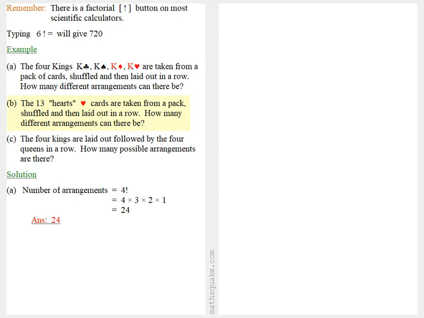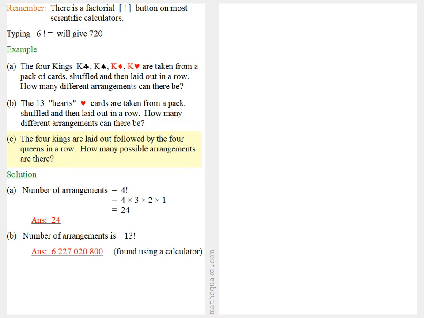In part B, the 13 hearts cards, that's the cards with a heart on them, are taken from a pack, shuffled and then laid out in a row. How many different arrangements can there be? Well, the number of arrangements is 13 factorial. And rather than multiplying all that out, it's better to use the calculator button. So 13 factorial gives 6,227,020,800.